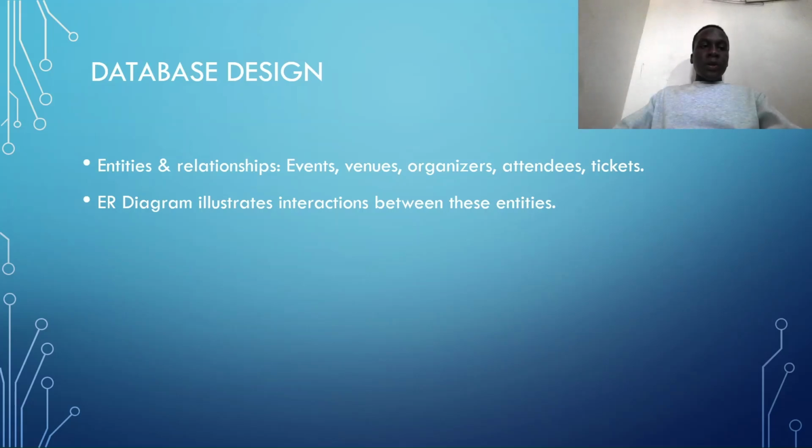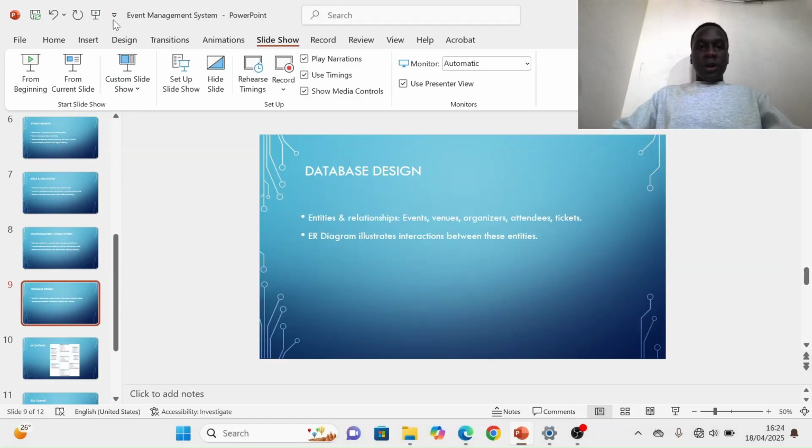For the entities and relationships, we have events, venues, organizers, attendees, and tickets. Well, we all need to see the ER diagram, of course. Let me look for it.